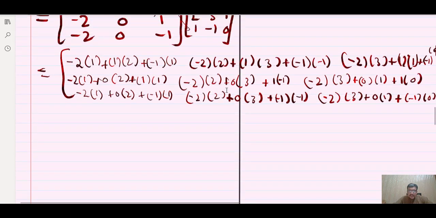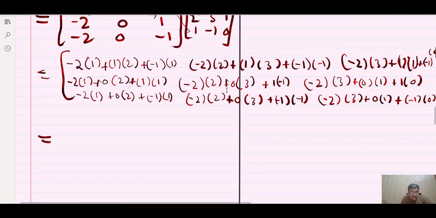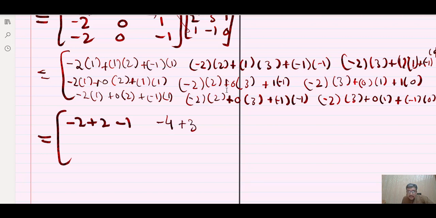Now if you simplify this, minus 2 multiplied by 1 gives you minus 2, 1 multiplied by 1 plus 2, minus 1 multiplied by this one, it will be minus 1. In the same way you solve this one: minus 2 multiplied by 2, minus 4, 1 multiplied by 3, plus 3, minus, and this minus will become positive, so it will be plus 1. Then multiply this: minus 2 multiplied by 3, minus 6, 1 into 1 gives you plus 1. Then 0 is here, so whenever you multiply 0 with any number you get 0.